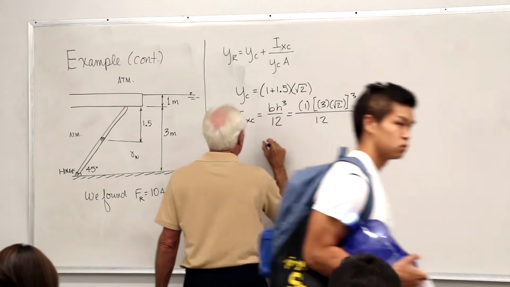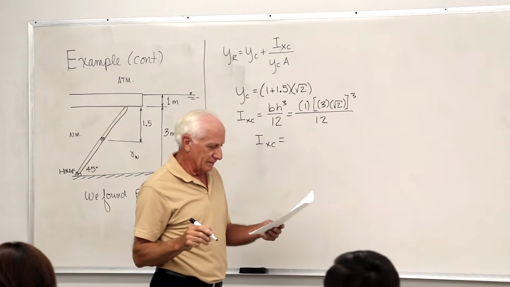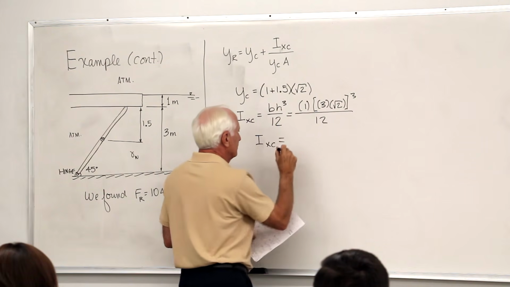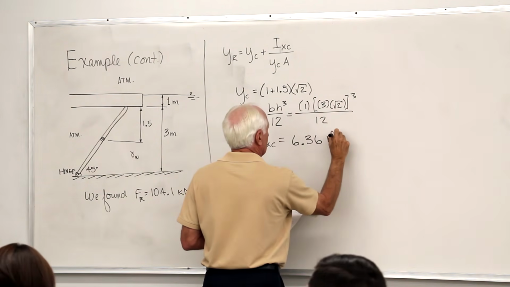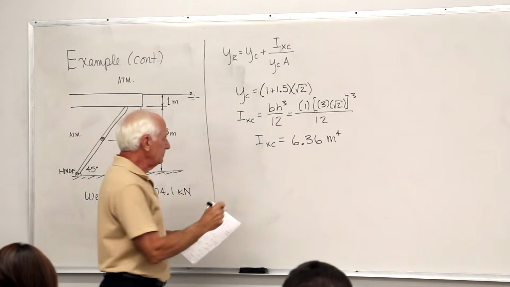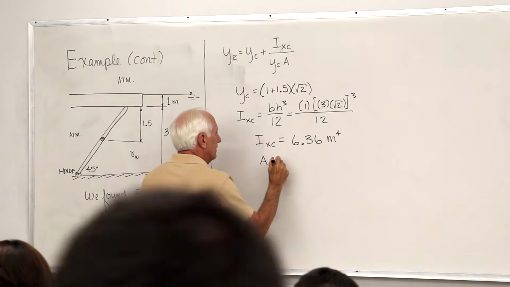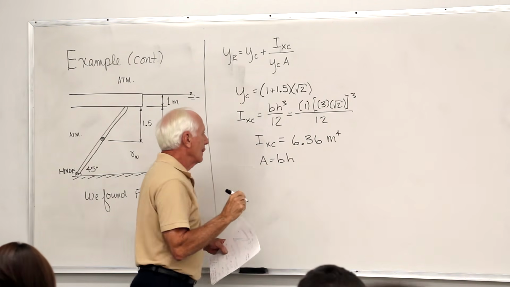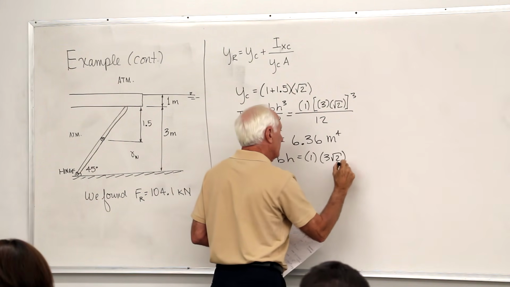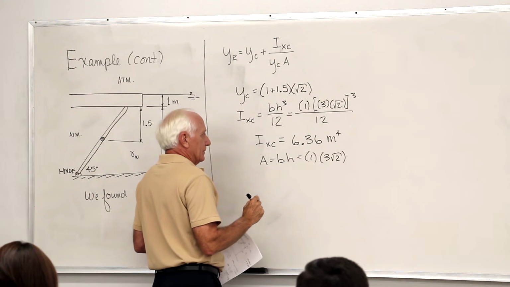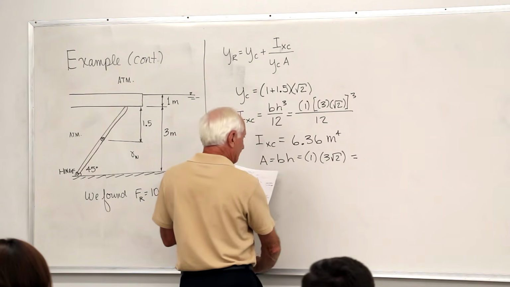Quantity cubed. I sub xc. I don't think we put all the more details in that last time, but I want to make sure that you see how we did that. 6.36. This is in meters to the fourth. I'll put the area down there. Area, base times height. The base is 1. The height, 3 square root 2. So the area, I left it like that.